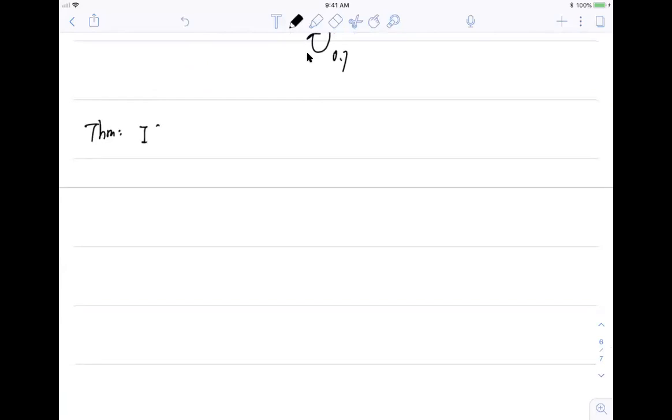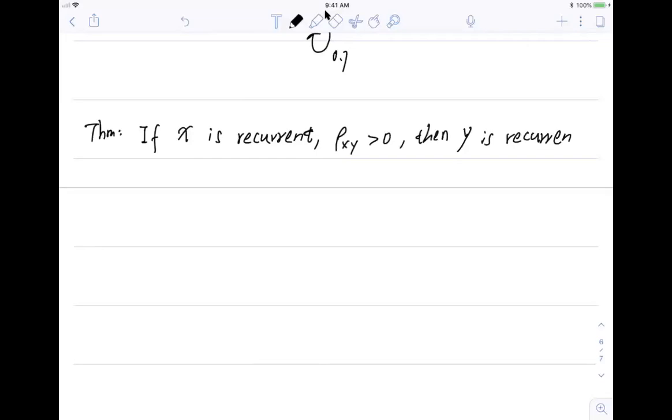It's the following. We have a state x. If x is recurrent, and rho x y is bigger than 0, then y is recurrent. And this is not done yet. Also rho y x equals 1.